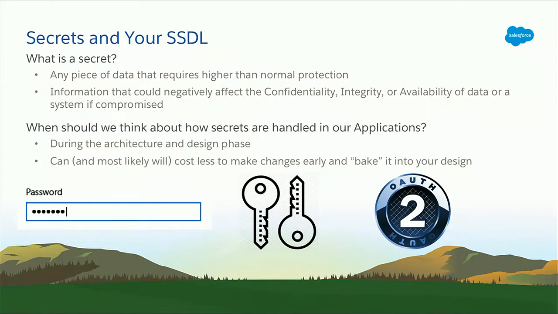When we think about how secrets are handled and when we should think about that, if you are using some sort of software development lifecycle, you really want to bake this in early and decide early how you want to do this, because it'll save you money in the long run, having to change your design later on, okay?